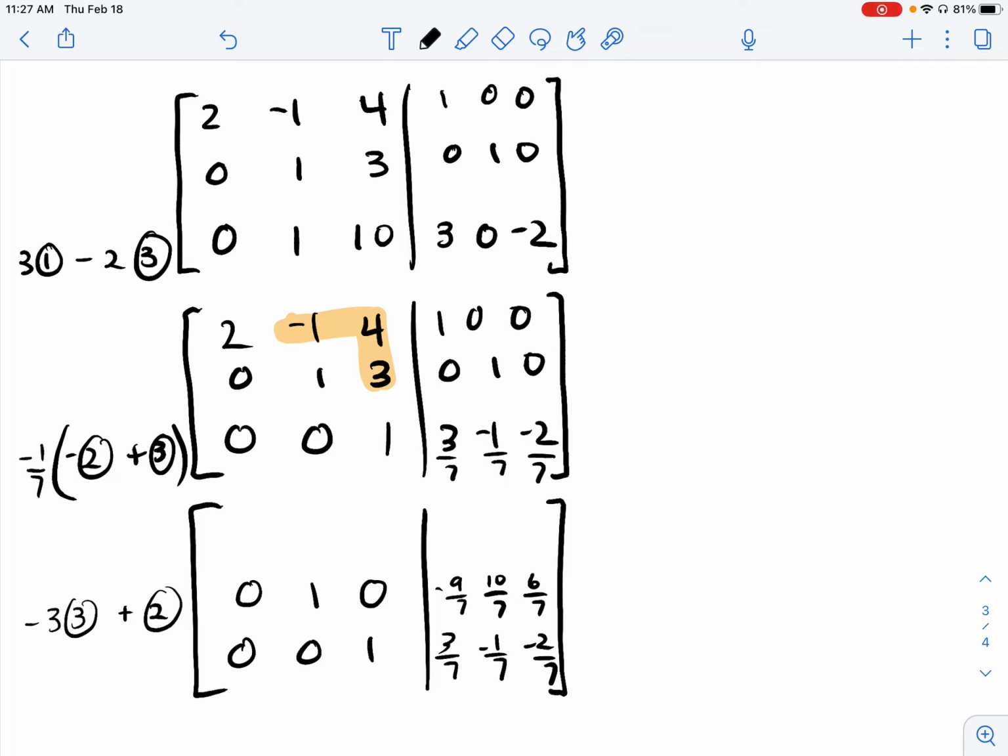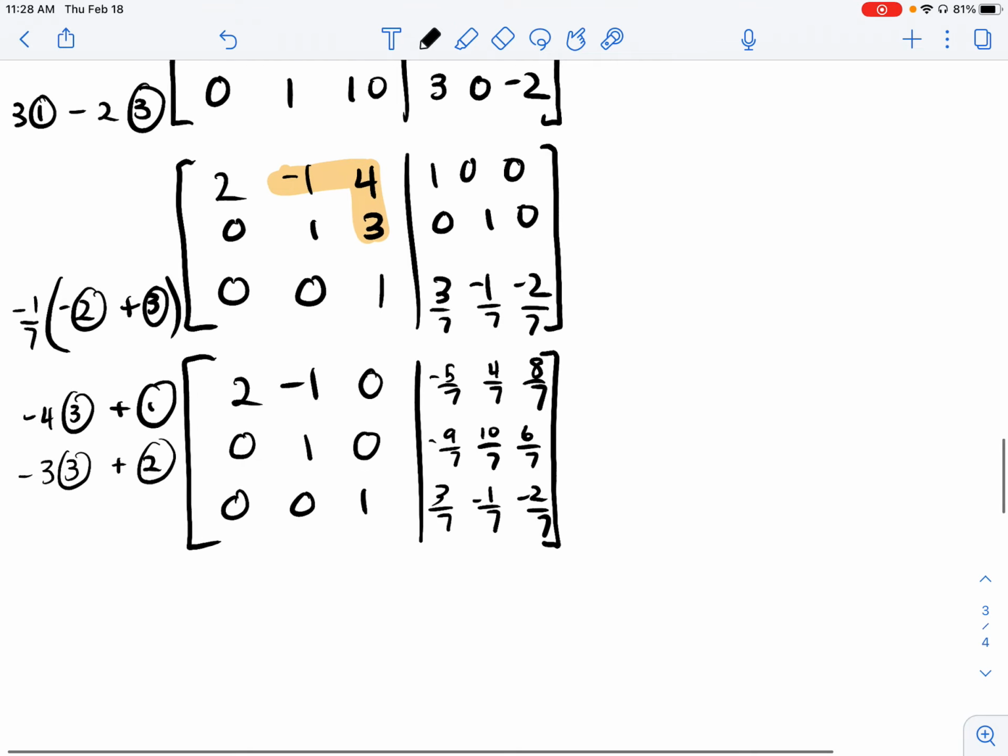Okay. So now we also want to get rid of, or eliminate, that 4 in the third column. So we're going to go negative 4 times row 3 plus row 1. And that should give me 2, negative 1. Those aren't going to change. This becomes a 0. And now that's going to give me negative 12 plus 7, so that's negative 5/7, 4/7, and 8/7. Pretty sure that's right. Okay, hopefully that's right. All right, we're pretty close.